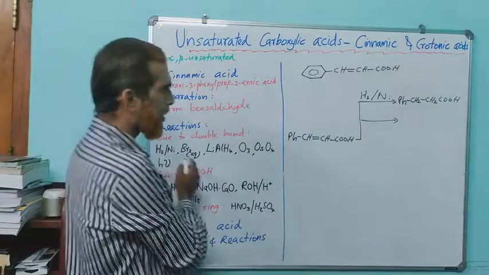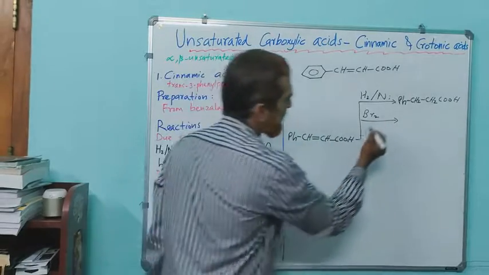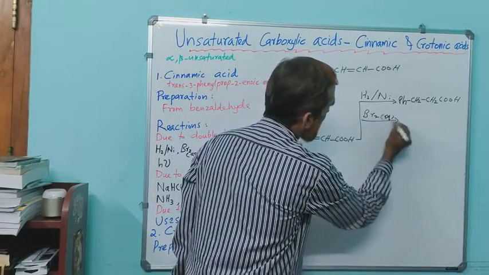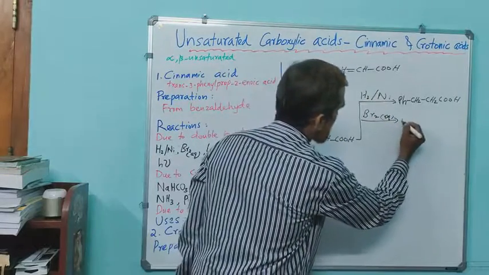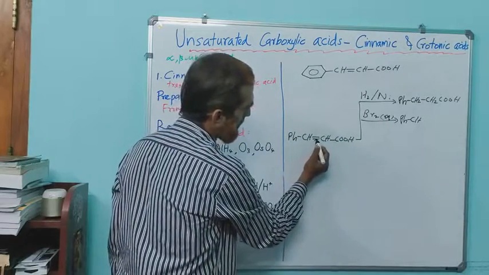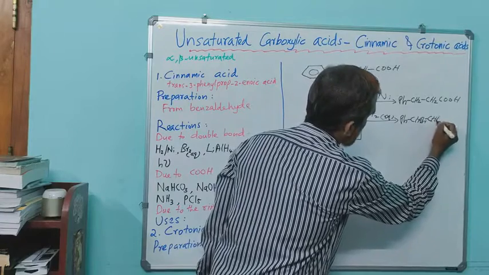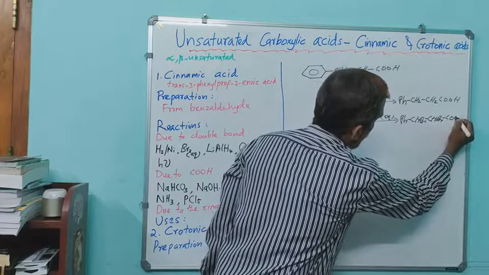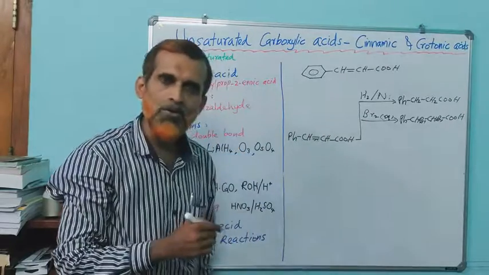Next is adding bromine. Bromine can be added. You can use bromine water, for example. What happens? Bromine gets added. Again, addition reaction similar to this. So what is the product? You get the 1,2-dibromo product, isn't it? This is broken. So it becomes CHBr-CHBr-COOH.